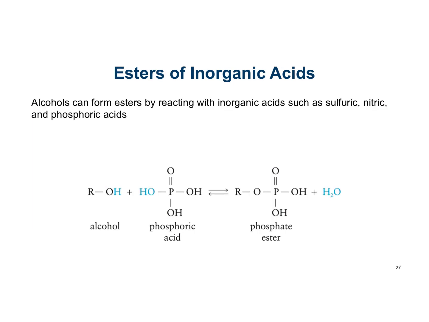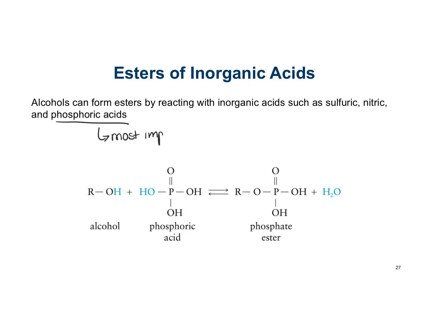Now, we need to look at one other type of ester. We have defined a carboxylic acid ester as the product of a reaction between a carboxylic acid and an alcohol. Alcohols can also form esters by reacting with inorganic acids like sulfuric, nitric, and phosphoric acids. The most important of these is phosphoric acid.